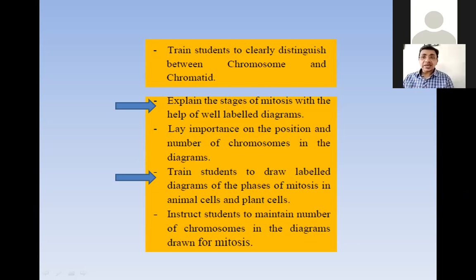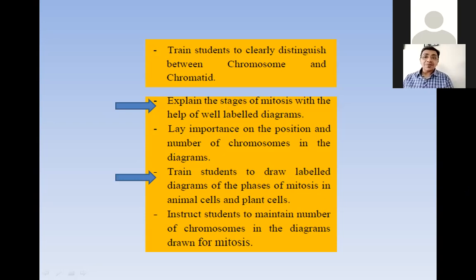They have clearly told us to lay importance on the position and the number of chromosomes in the diagram. If you are talking about prophase, metaphase, anaphase, and telophase, and in the prophase diagram you have shown 4 chromosomes, then in metaphase, anaphase, and telophase you will have to show 4 chromosomes only. If you change the number of chromosomes, it would be considered wrong.